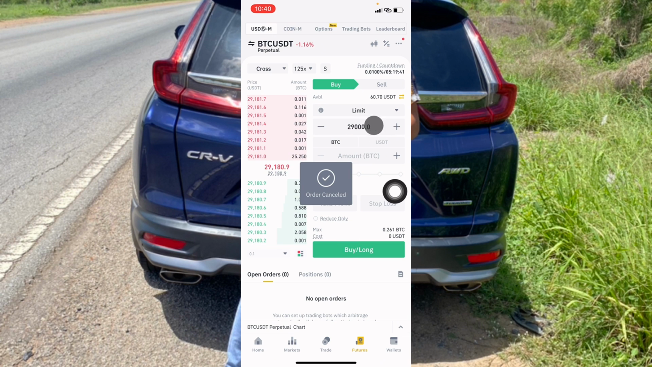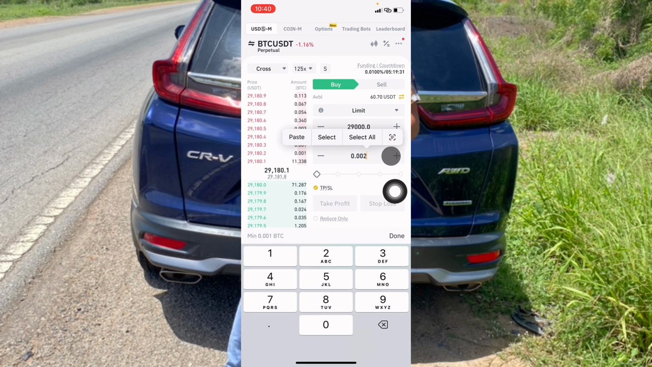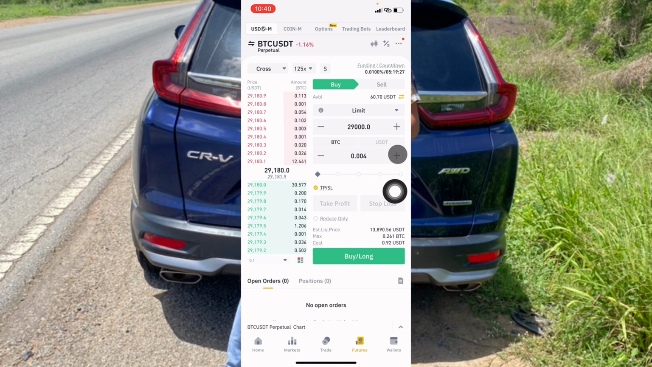So now we are going to use a limit order. With the limit order, our entry price will be 29,000. Then our cost is how much we are investing in a trade. So anytime that you are going to enter a trade on your Binance Futures wallet, make sure you have 10 times your cost. In forex we call it lot size.